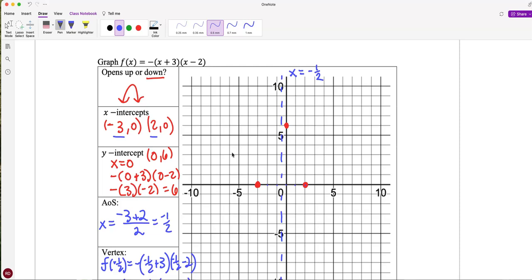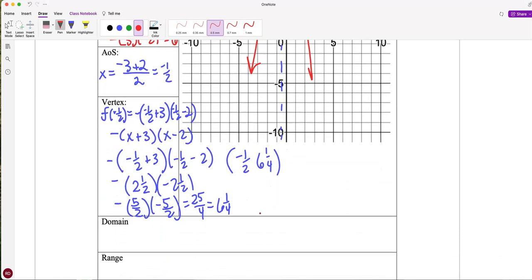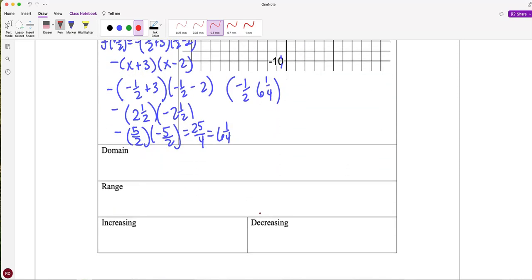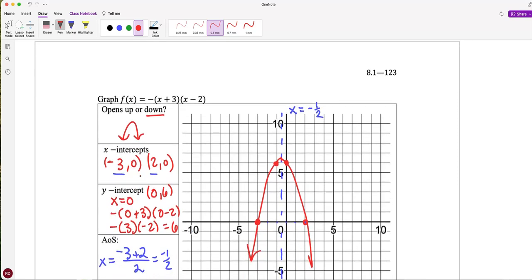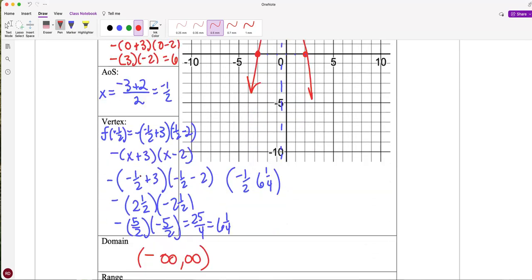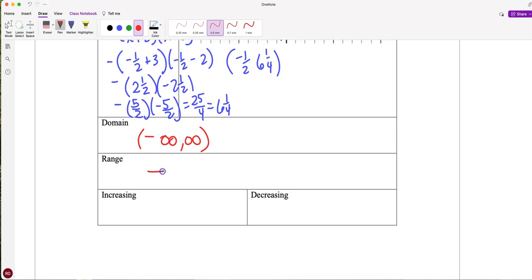So if I plot that, -1/2, 6 1/4 is somewhere right here. So there's my vertex. There's a matching point right here. So this guy does this. The domain, same for all of these guys. The domain is -infinity to infinity. The range, y values start at -infinity and they go as high as 6 1/4. So -infinity to 6 1/4.